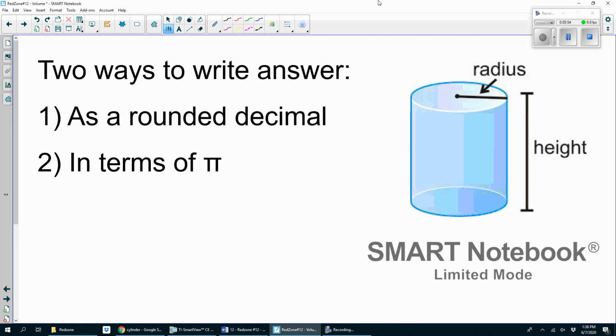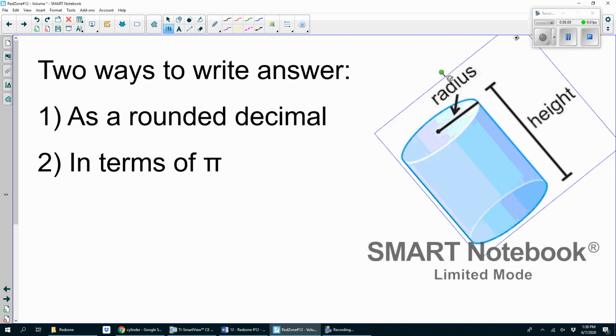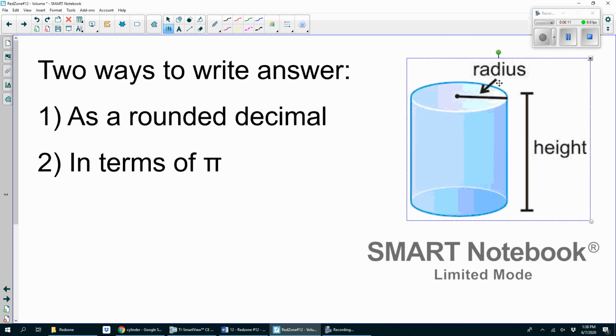So here's a cylinder, and there's two main measurements of a cylinder that we're going to focus on for volume, and that would be the height. That's how tall the cylinder is. And it doesn't matter if this cylinder was taken and turned on its side. That's still considered the height. And then the radius. The radius is a line that goes halfway across the circle that makes up the base of the cylinder. You need the radius and you need the height.